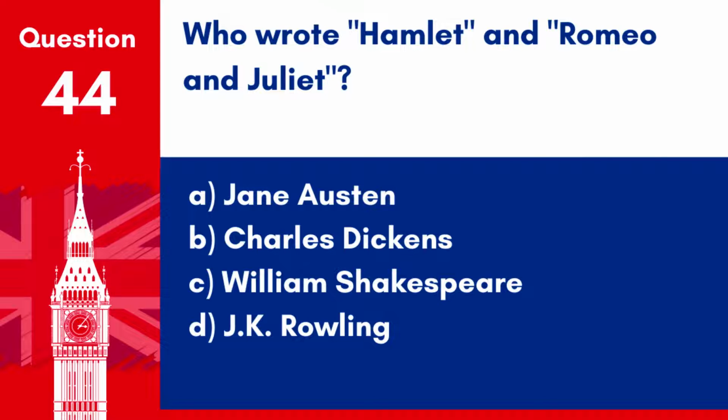Question 44. Who wrote Hamlet and Romeo and Juliet? A. Jane Austen. B. Charles Dickens. C. William Shakespeare. D. J.K. Rowling.